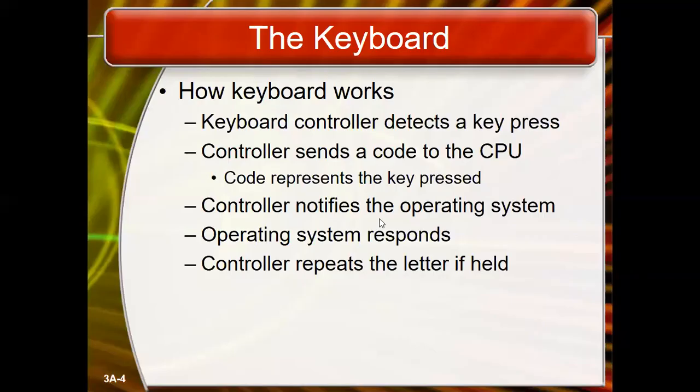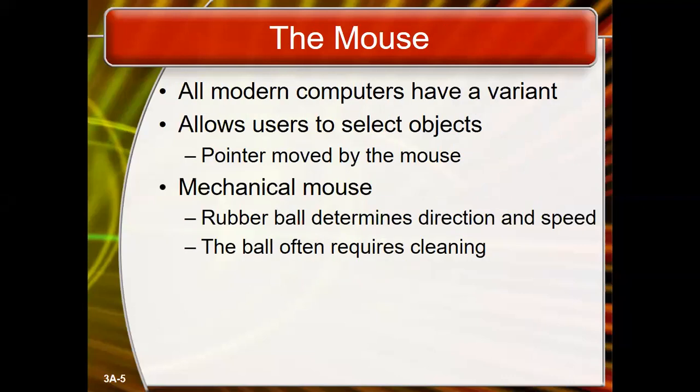So then we are saying a mouse is one of the cardinal input devices in a computer system. Basically, we are saying all modern computers have varieties of these particular components, and these components allow users to select objects, all right?